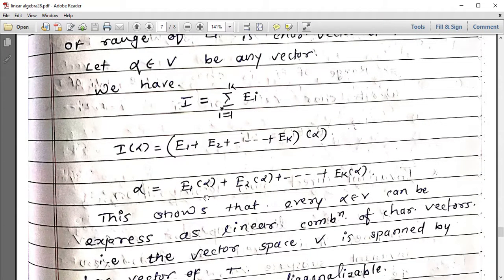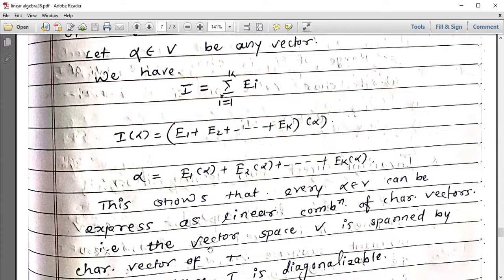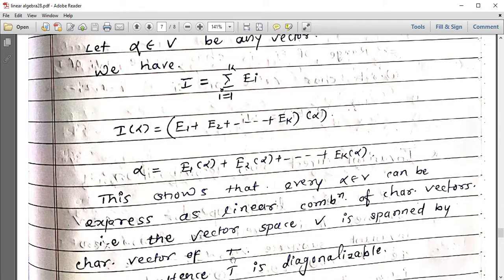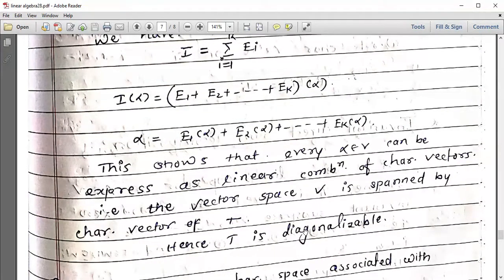This E1 of alpha belongs to W1, this belongs to W2, this belongs to Wk. This shows that every alpha can be expressed as a linear combination of characteristic vectors. But W1, W2, up to Wk are the characteristic spaces spanned by characteristic vectors. That is, the vector space V is spanned by characteristic vectors of T. Hence, T is diagonalizable. This is the proof that T is diagonalizable.